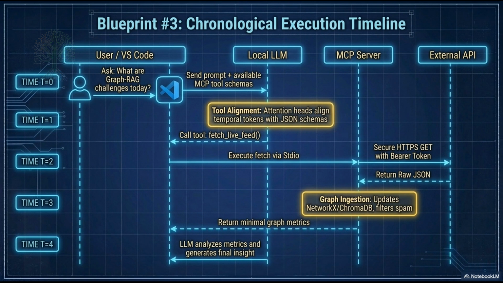The third diagram is a sequence map tracing the exact milliseconds between a user prompt and the final answer. This is where we see the actual flow of intelligence. Let's trace it. Step 1, the sequence begins in the center zone. The user types a specific query into VS Code: "What are Graph RAG challenges today?" The client packages that prompt, grabs all the JSON schemas for the available MCP tools like the live feed and the graph utilities, and sends the whole payload to the LLM.